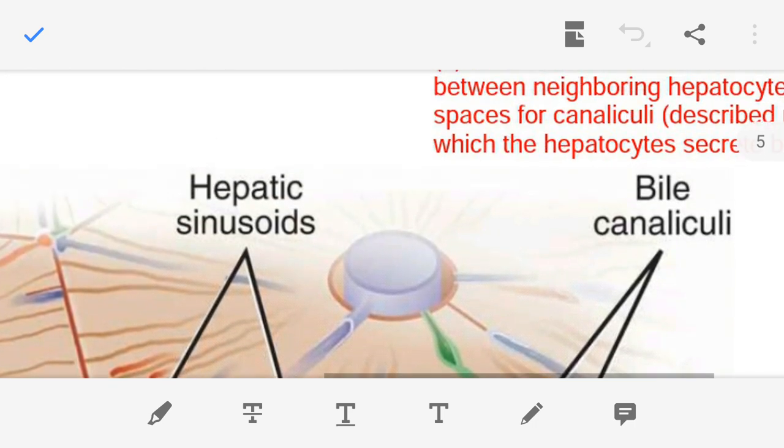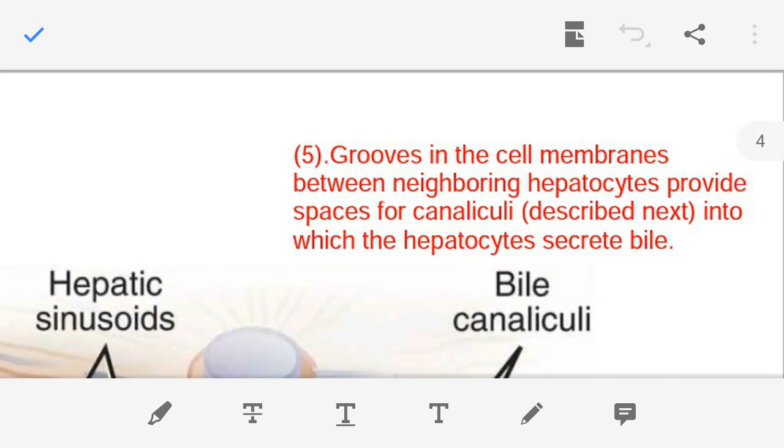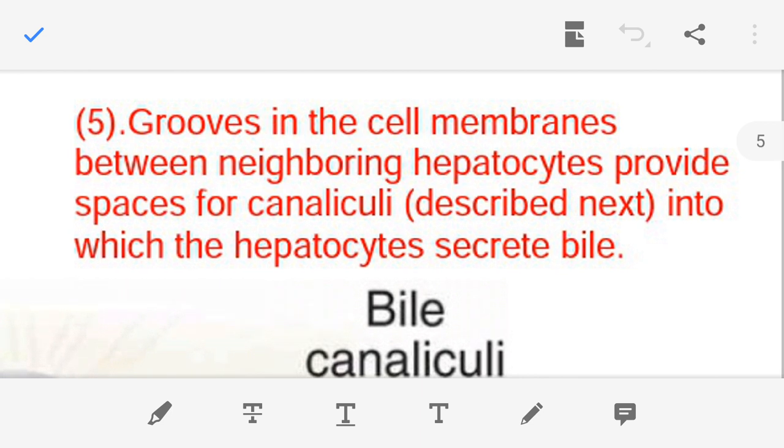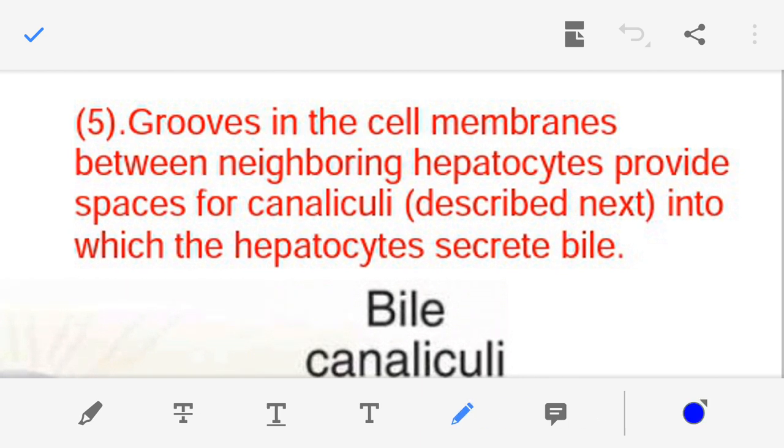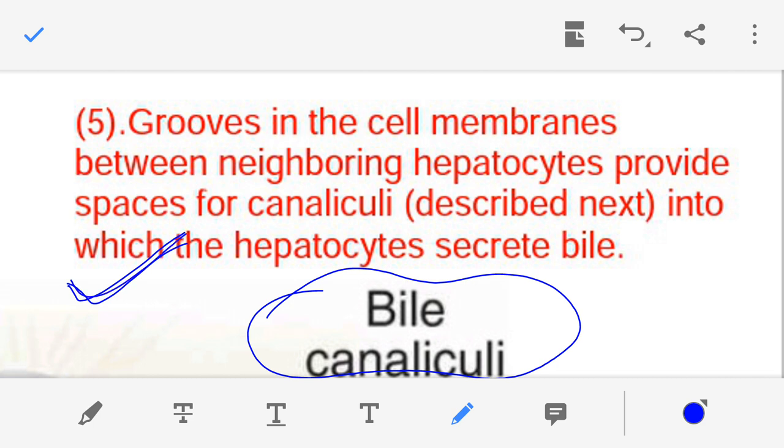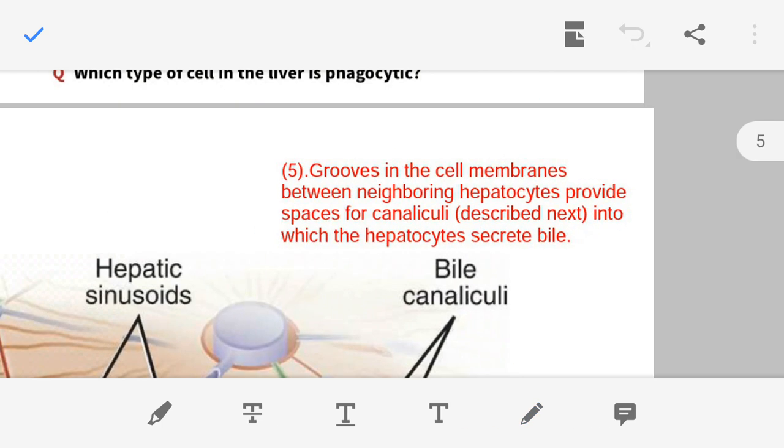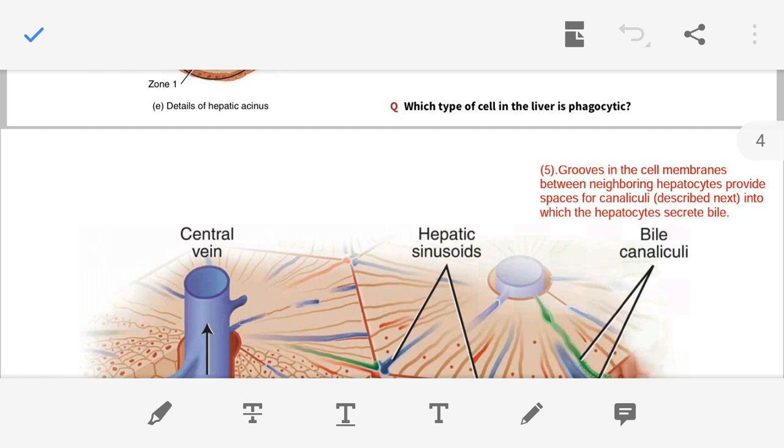So the fifth point is regarding the bile canaliculi. So I'm showing you this figure.